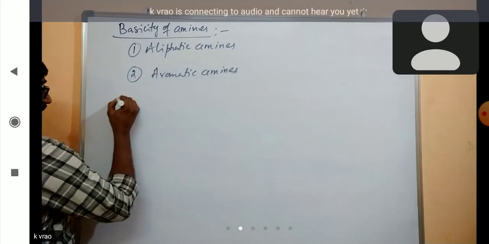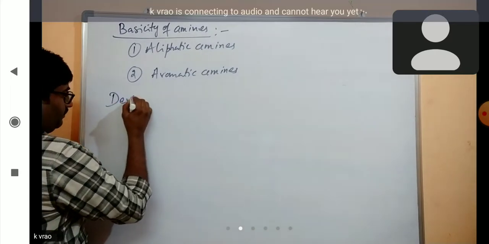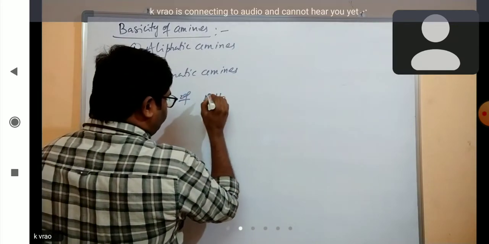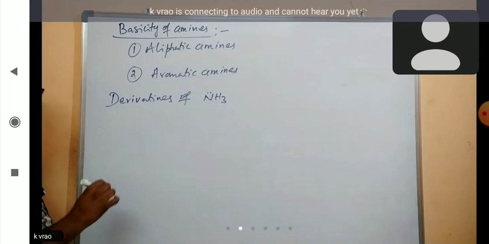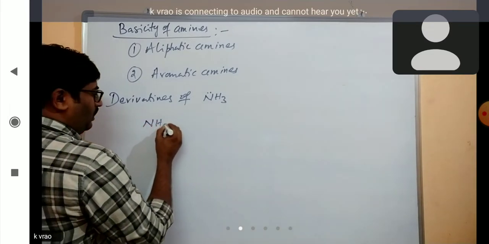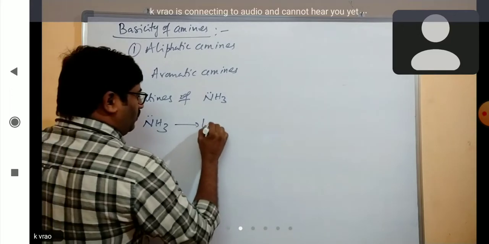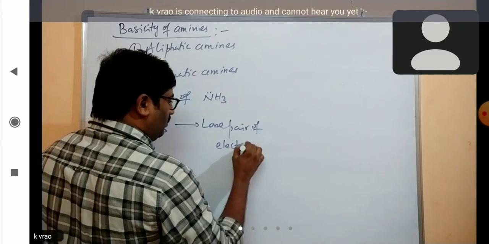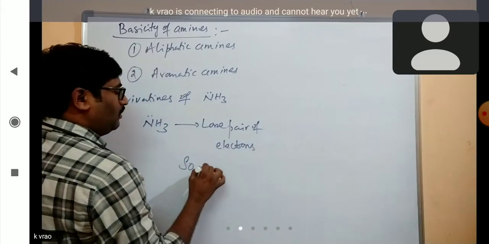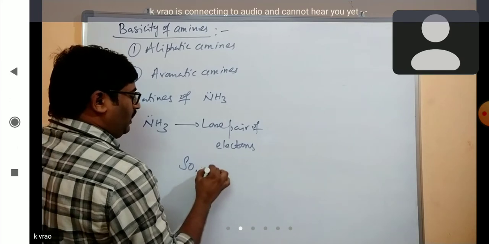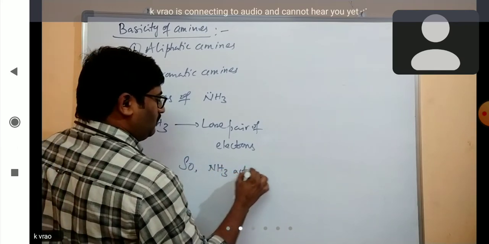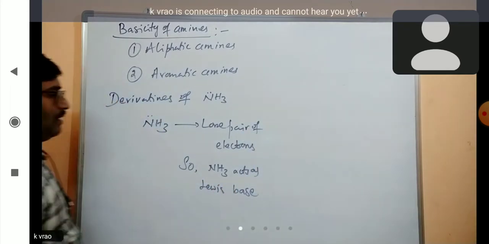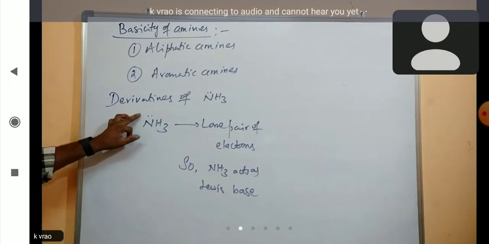We know that amines are the derivatives of ammonia, NH3. So ammonia contains a lone pair of electrons. So ammonia, NH3, acts as a Lewis base. NH3 contains one lone pair.